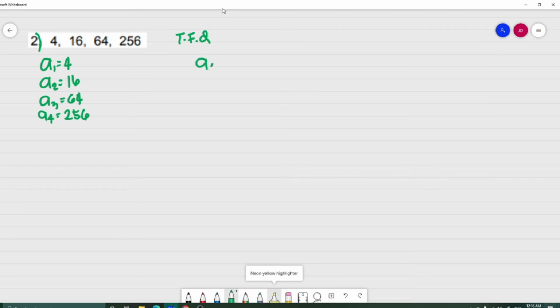A sub 2 minus A sub 1 equal to D, and A sub 3 minus A sub 2. Dapat may mong true ang statement. So, atong i-check. A sub 2 is 16 minus 4 equals 12.